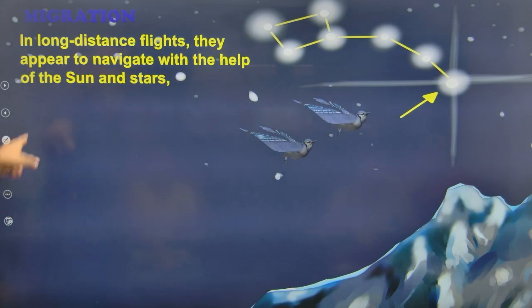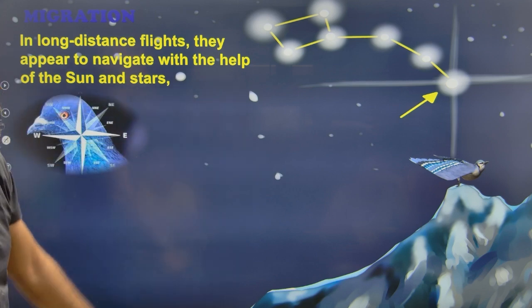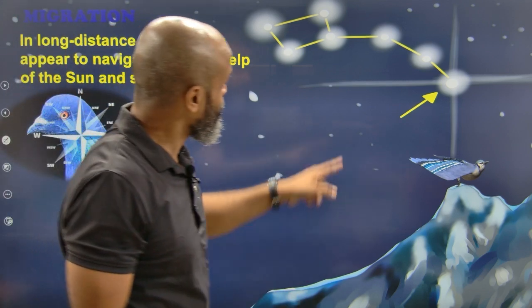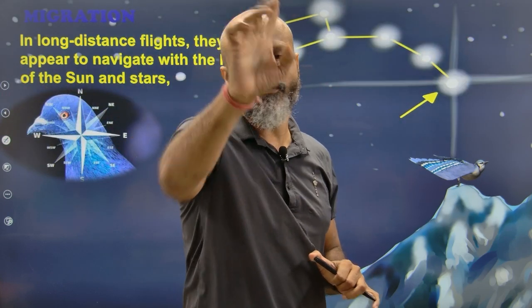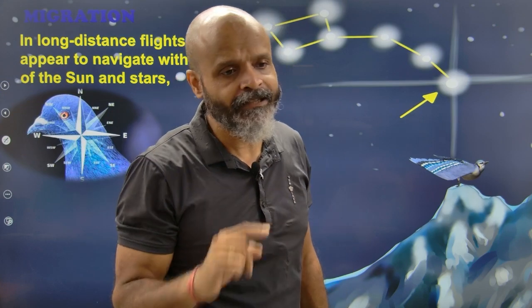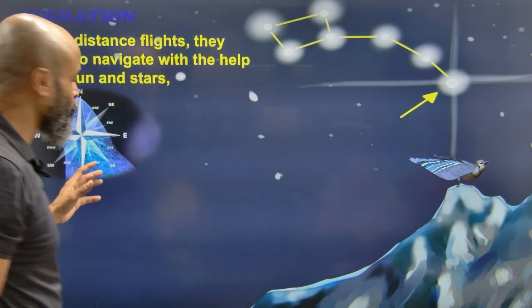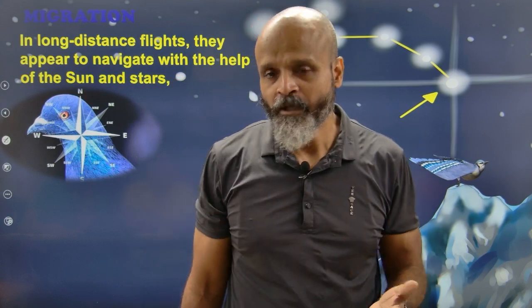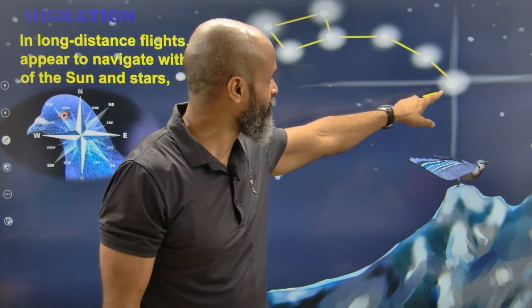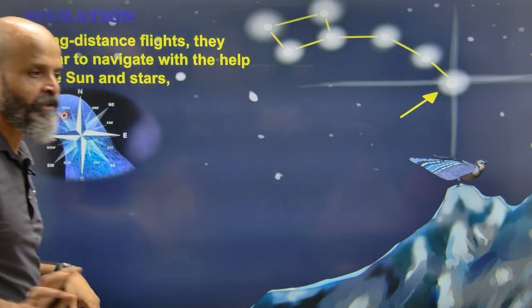Okay, in long distance flights, they appear to navigate with the help of the sun and the stars. It's said that they look at the positions of the stars and the sun, and those guide them. So looking at the stars, they know we generally move this way, or that way. That's how they locate their destinations. So it's a clue that they get from nature. They are not aware of north, south, east, west as we are, but they are somehow able to locate all this by their movements and the clues that they get from the sun and the stars. Okay, are we clear on this one?